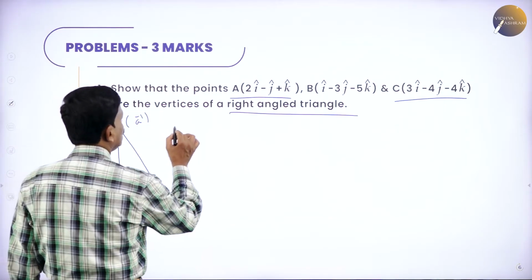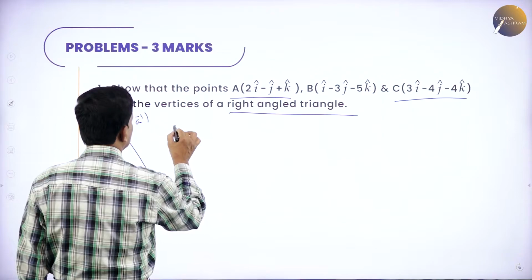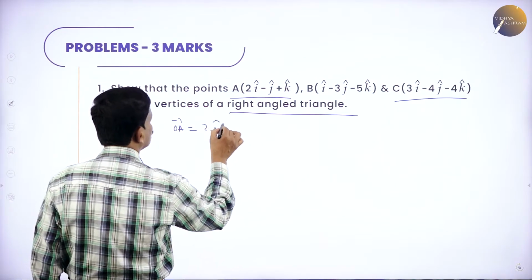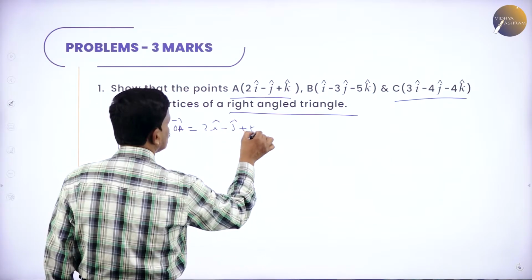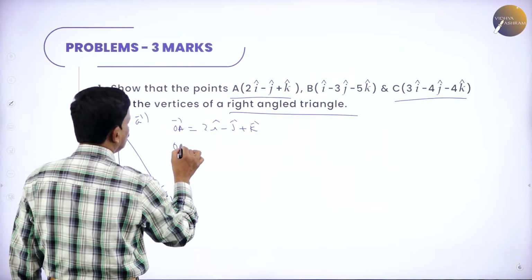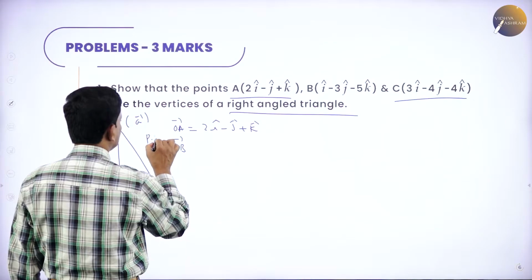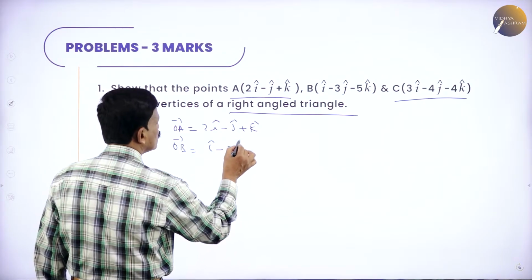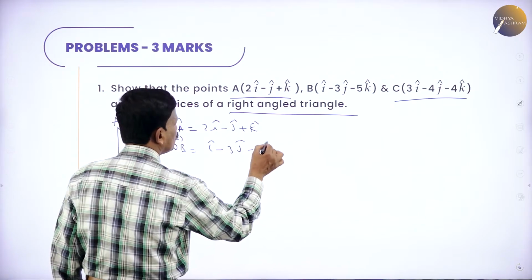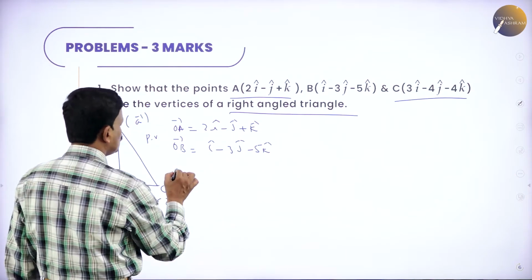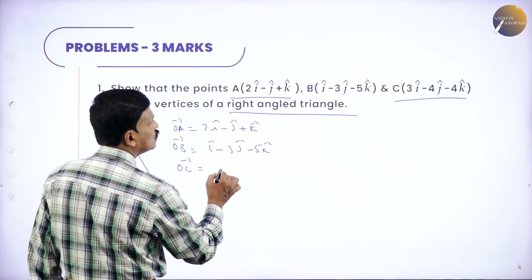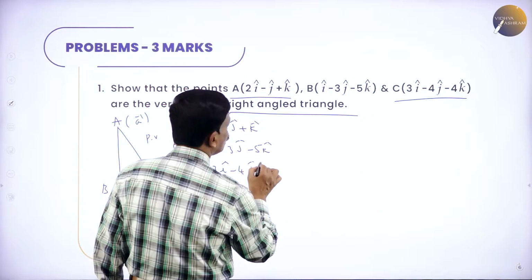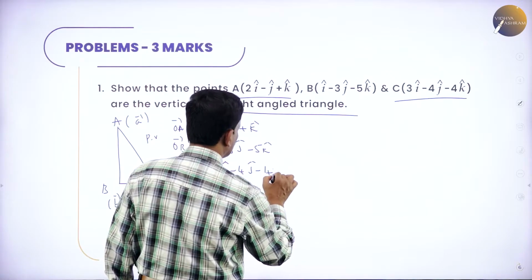Now write down the position vectors. Position vector of A is vector OA, which is equal to 2i minus j plus k, position vector of B is vector OB, which is equal to i minus 3j minus 5k, and position vector of C is vector OC, which is equal to 3i minus 4j minus 4k.